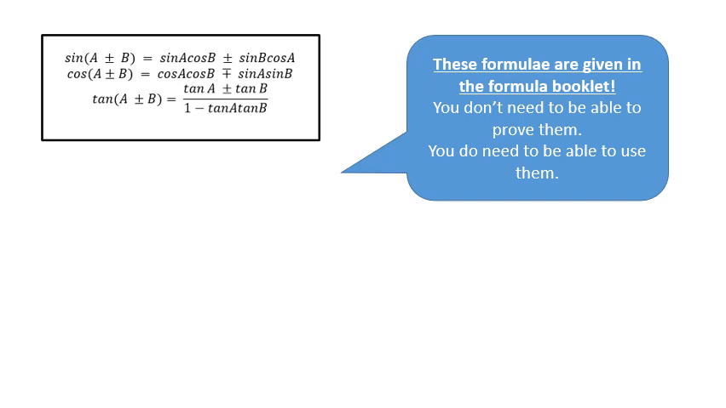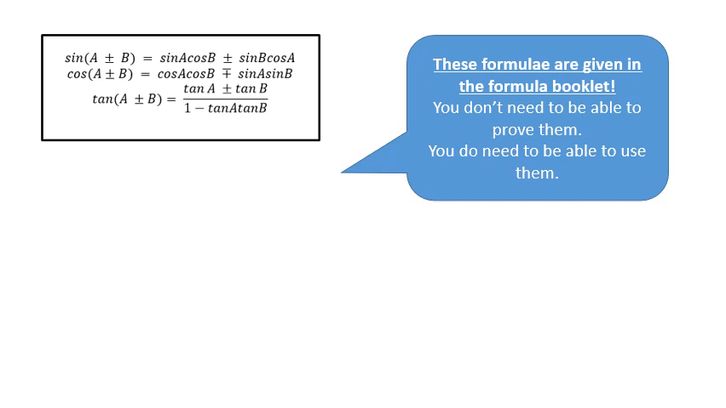So moving on then to the compound angle formulae, also known as addition formulae. Here they are. They're in the formula booklet, so you haven't got to memorise them. You don't need to know the proof of where they come from. You just need to be able to use them. Now, what they do in the formula booklet is they write 6 different formulas in 3. Let me show you what I mean.